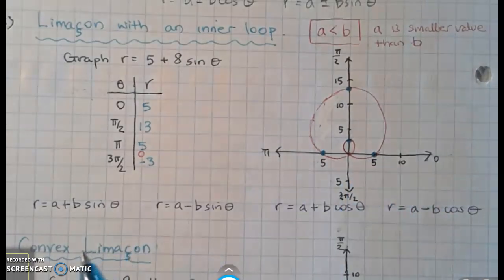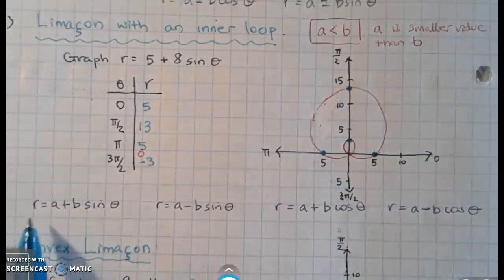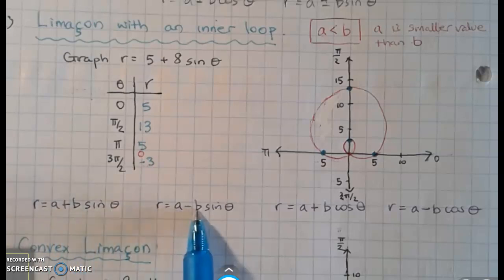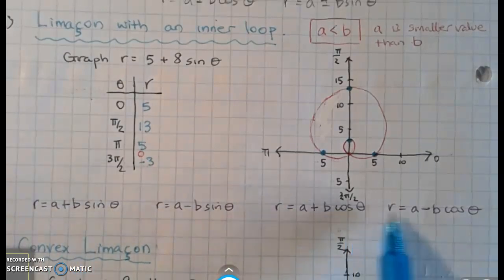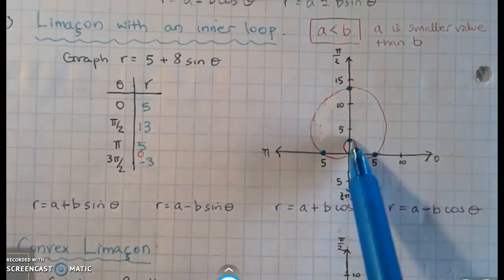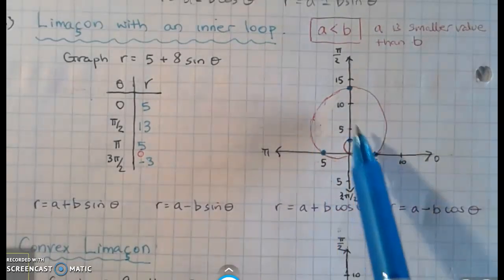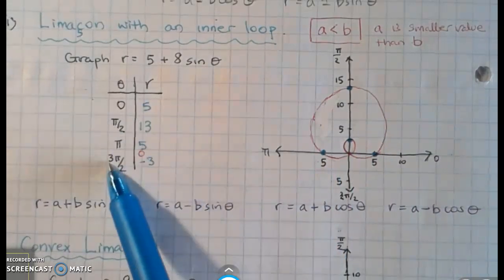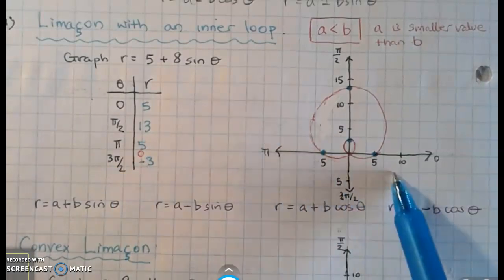As with the cardioid that we just covered, you can have a limaçon with the inner loop with a plus b sine theta or a minus b sine theta, a plus b cosine theta or a minus b cosine theta. The only thing that will change is the orientation of it. And how do I figure out how it's going to be oriented? Well, you can certainly plot some basic points and then you can fill it in.